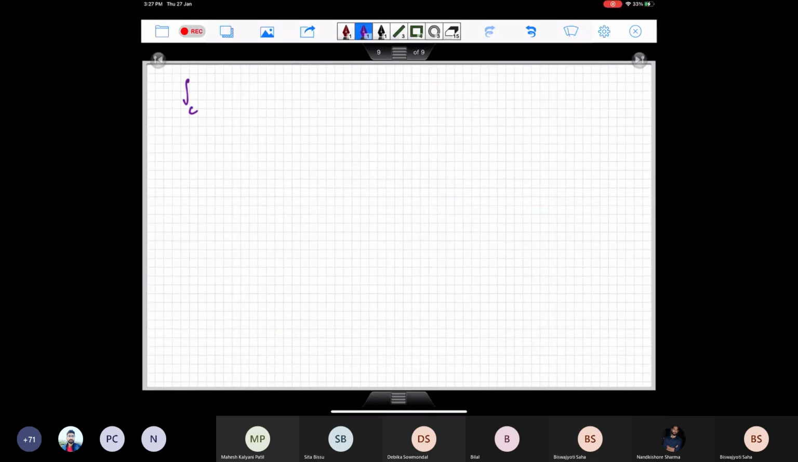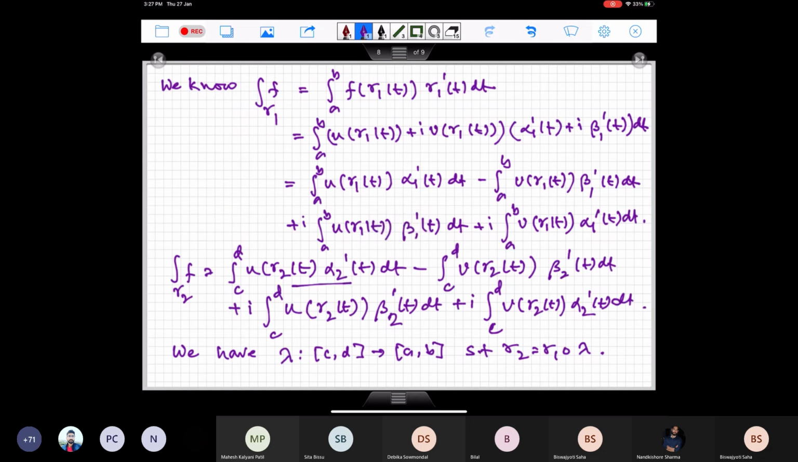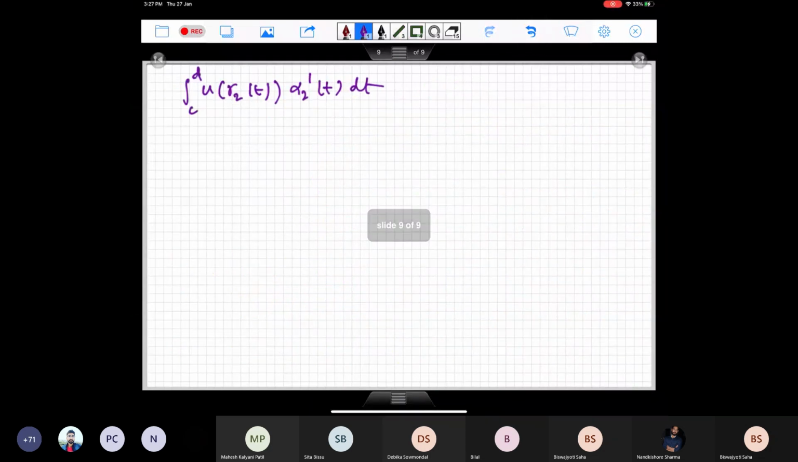Let us begin with the very first one: the integral from C to D of U of gamma 2 of t times alpha 2 prime t dt. I am going to work with this integral and show that it is the same as the other integral. If I replace gamma 2 by gamma 1 of lambda t, this is the integral from C to D of U of gamma 1 of lambda t times alpha 2 prime t dt.